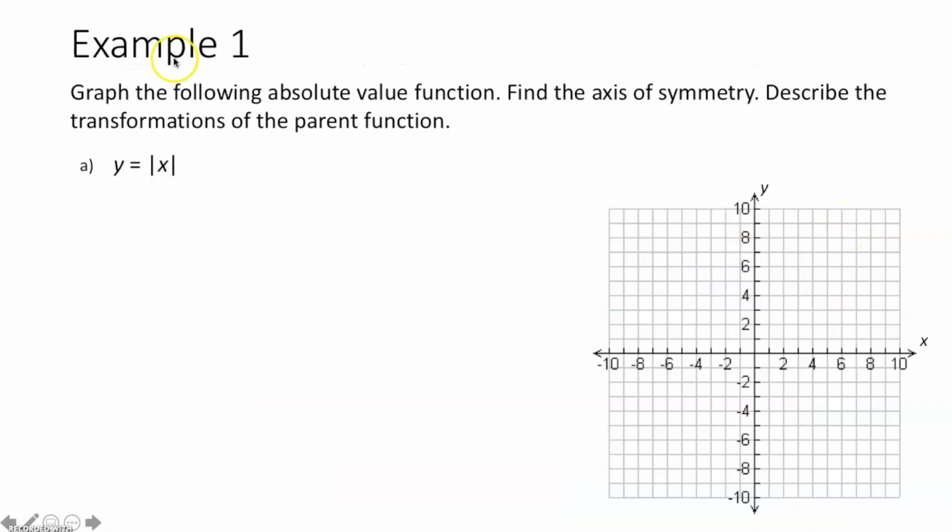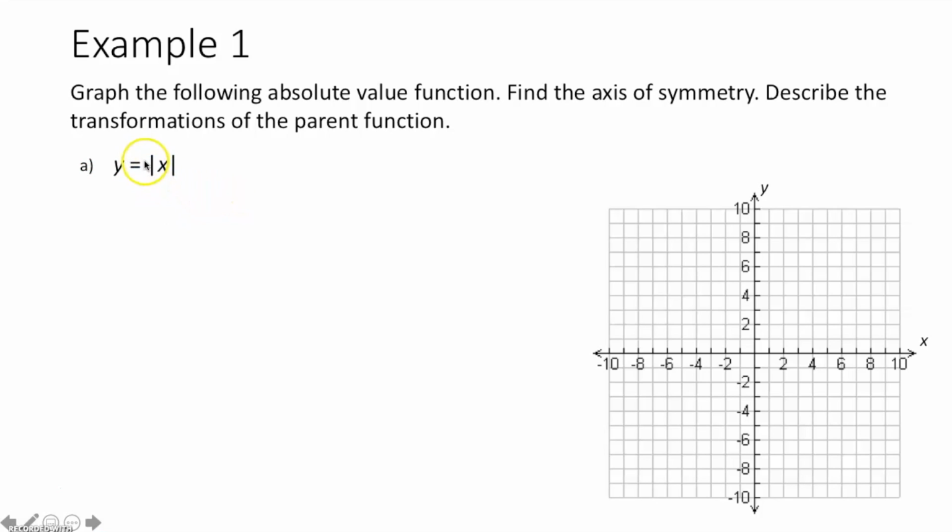Example time. Now, example 1 says graph the following absolute value function, find the axis of symmetry, and describe the transformations of the parent function. So here we have y equals the absolute value of x. For those of you who have been paying attention, you know that this actually is the parent function, but we'll get to that later. First, when I have an absolute value function, I want to write it so that I know exactly what my a, h, and k values are. So I'm going to write it out in vertex form.